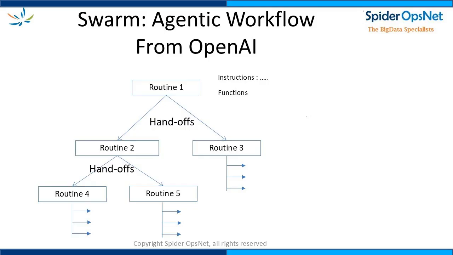Key features of Swarm include the concept of routines and handoffs, which help task management. For example, an agent can begin processing a user's request and then seamlessly transfer it to another specialized agent when necessary, improving scalability and flexibility in application development.